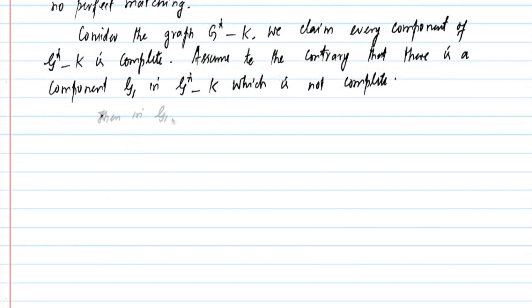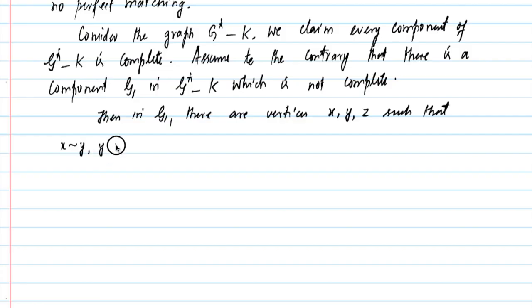Then in G1 there are vertices, say x, y, z, such that x and y are adjacent, y and z are adjacent, but x and z are not adjacent. So we are assuming a situation of this form. We have a vertex y, adjacent with a vertex x and also adjacent with a vertex z, but x and z are not adjacent with each other in the graph G1, which is a component of G star minus K.